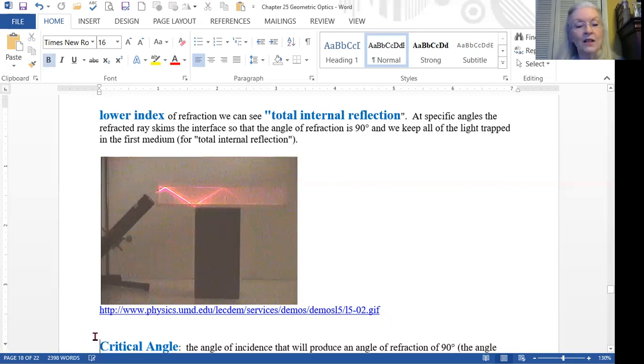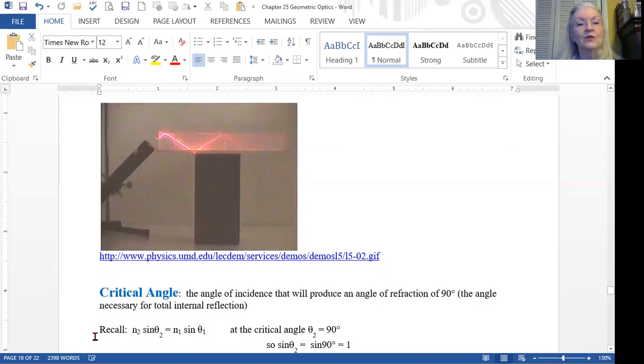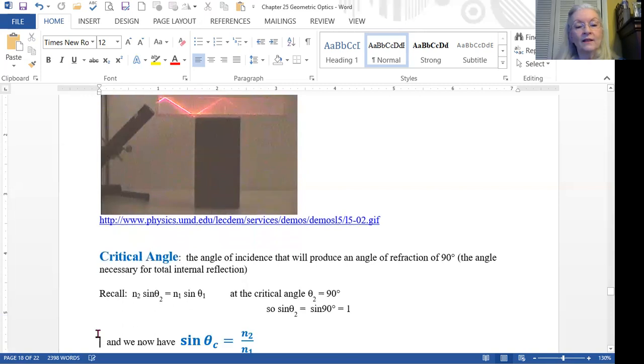That leads us to something called the critical angle. Remember, I said you can only see this when the light's entering at just the right angle. Well, just the right angle is the critical angle. So we need our angle of entry to give us a refracted angle of 90 degrees. And the sine of 90 degrees is 1.